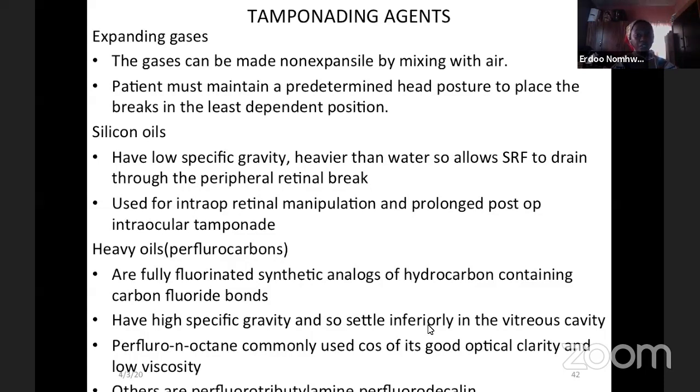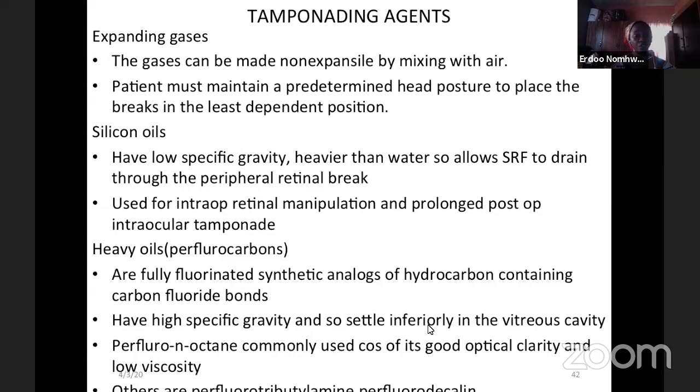And other tamponading agents that can also be used are the silicone oils. They are said to have a low specific gravity. They're higher than water, so they allow the subretinal fluid to drain through the peripheral retinal break. And then you can use them for some other intraocular retinal manipulation. And they also have a long-lasting intraocular tamponade effect.